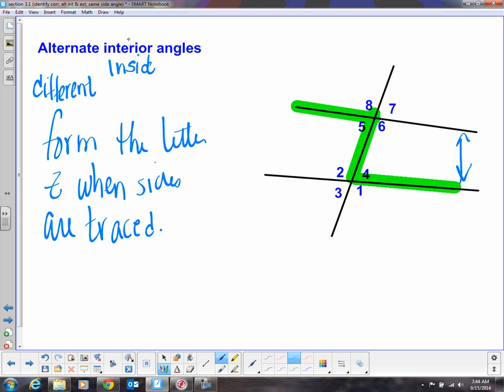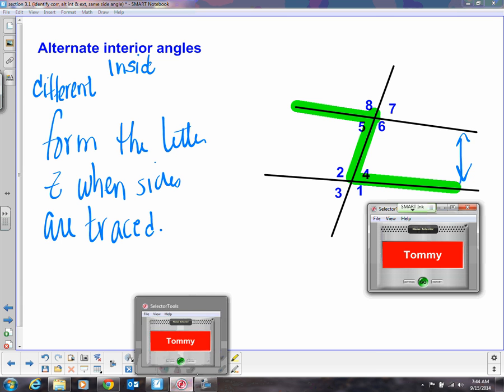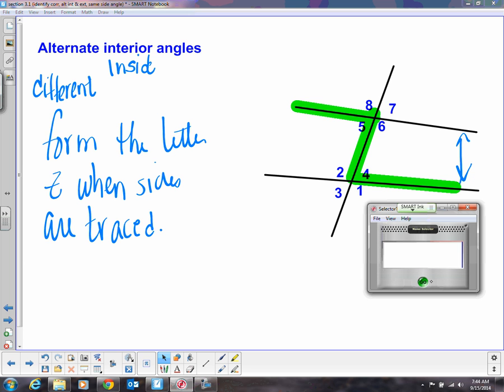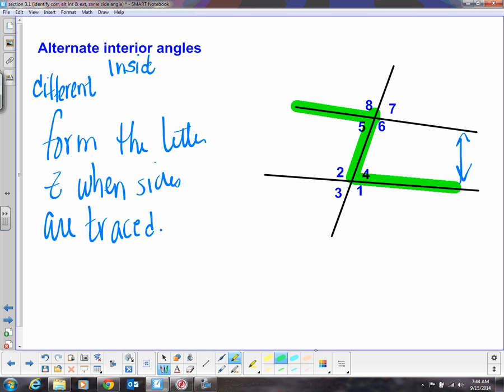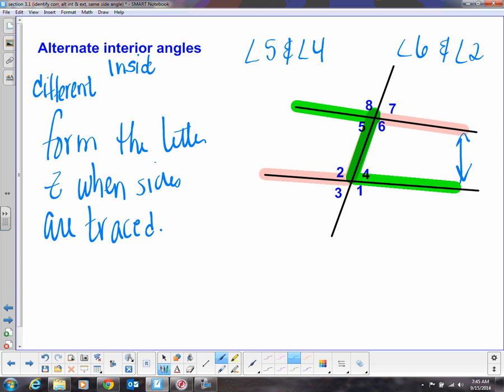Okay, interior is a key word there. All right, unlike corresponding, there is only one other pair of alternate interior angles. Eric, are you up for it? What's the other pair? Okay, they have to be in between the parallels. 7's outside. 2 is correct. Exactly. And if I trace the sides of 2, and then I go up to 6, is there another Z? So hopefully you wrote angle 5 and angle 4, and then we've got angle 6 and angle 2, and they form a Z.